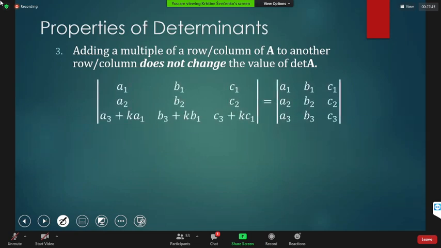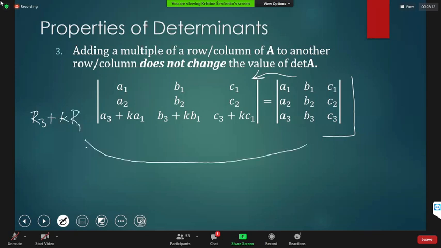Like this. So for example, I have the determinant with rows a, b, c from 1 to 3, and I take the first row. What happened here? I took the first row, multiplied it by number k, and added it to the third row. So basically now this is the third row plus k times row 1 from the first matrix. We simply substitute the third row by the third row plus another row.